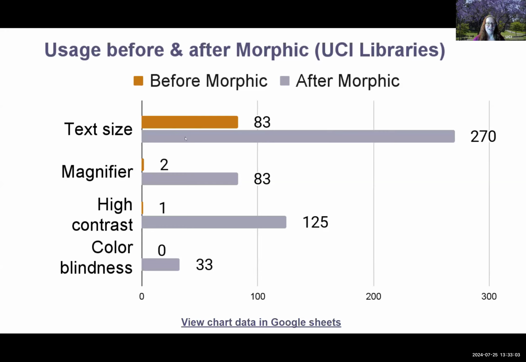The magnifier, high contrast, and color blindness tools didn't see much usage at all before we installed this. That's why there are little teeny tiny bars there. The color blindness tool, in fact, wasn't used during our testing period. And then after we installed Morphic, they saw 83 uses for the magnifier, 125 uses for the high contrast tool, and 33 uses for the color blindness tool.